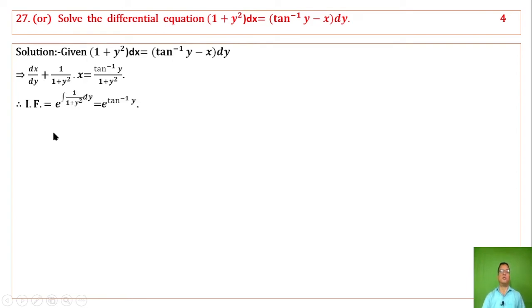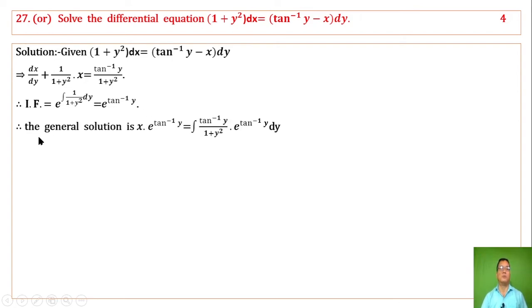Therefore, the integrating factor is e to the power integral of P dy. P is 1/(1 plus y square), whose integral is tan inverse y. Therefore, the general solution is x into e to the power tan inverse y equals integral of Q into e to the power tan inverse y dy.